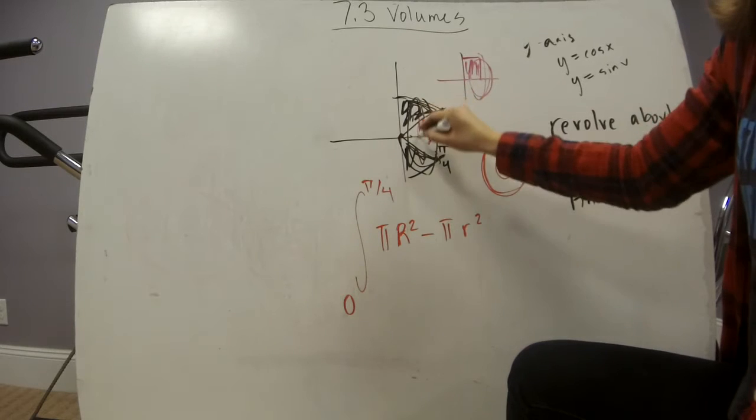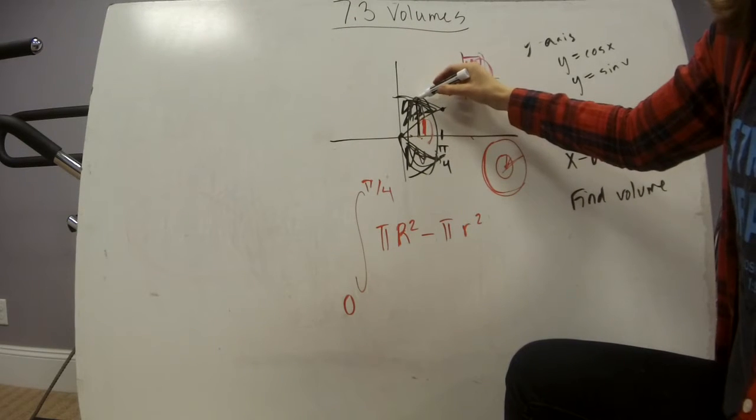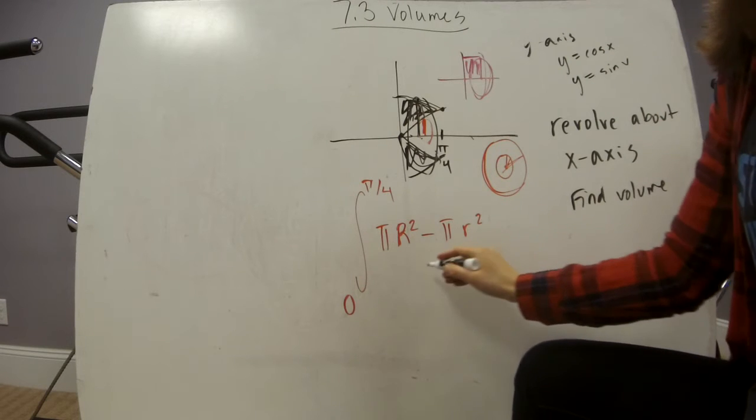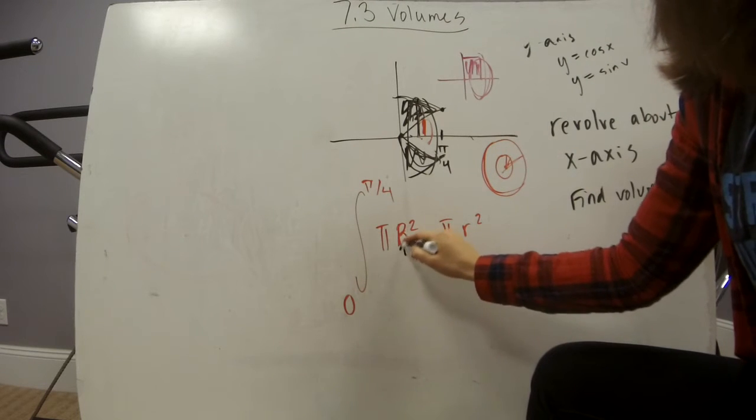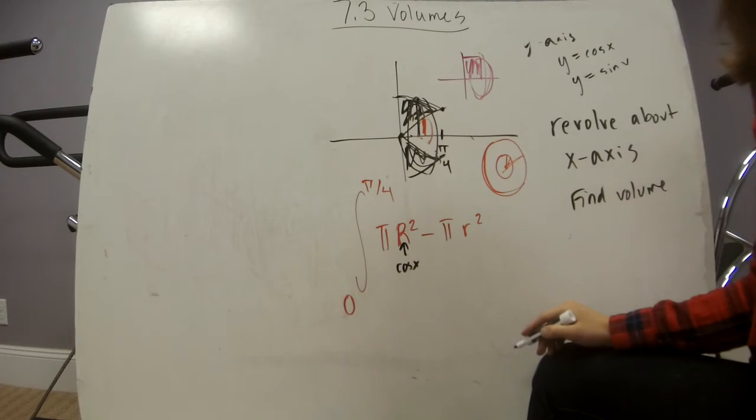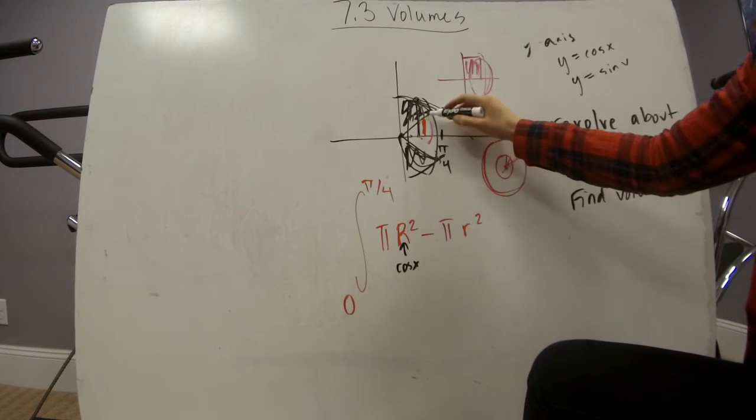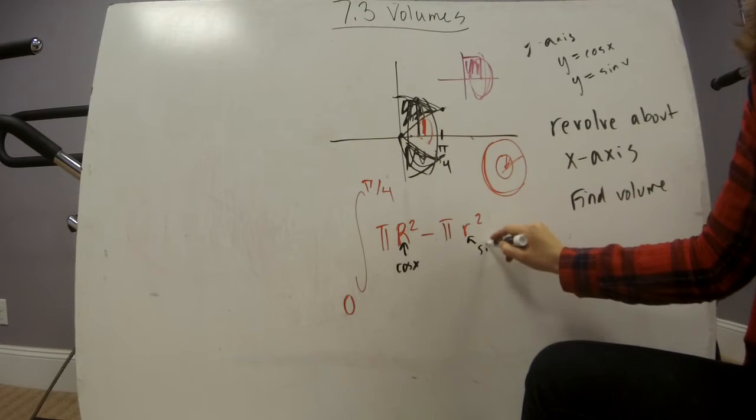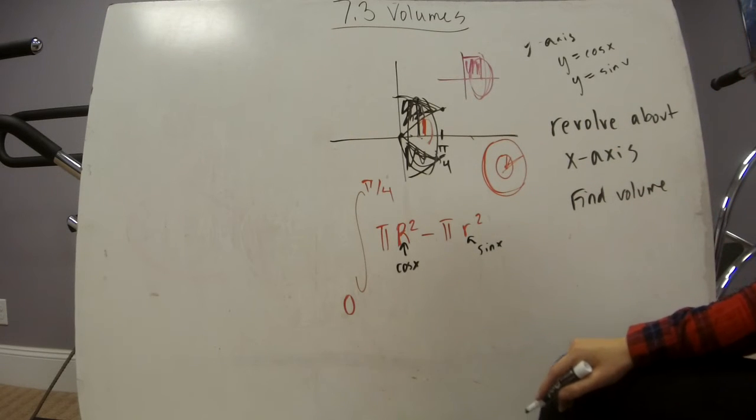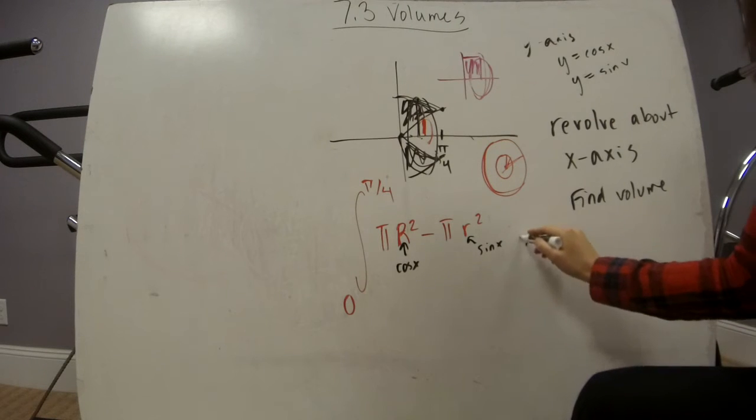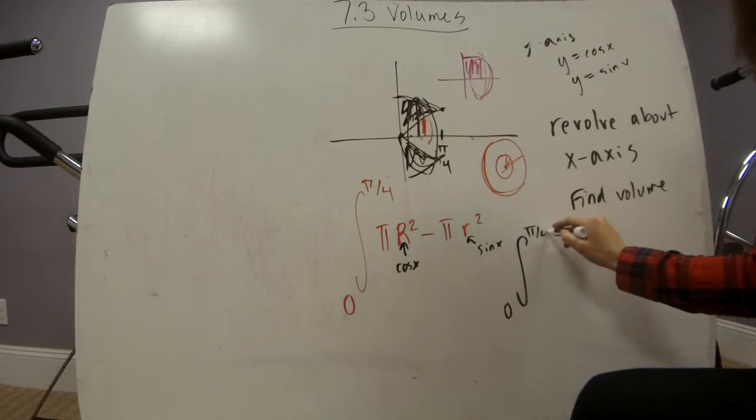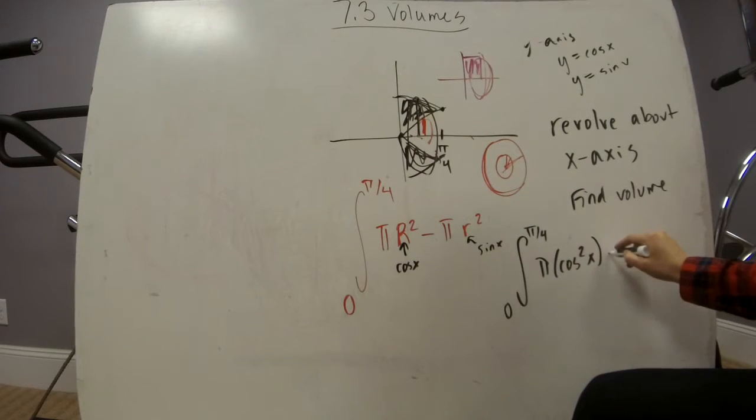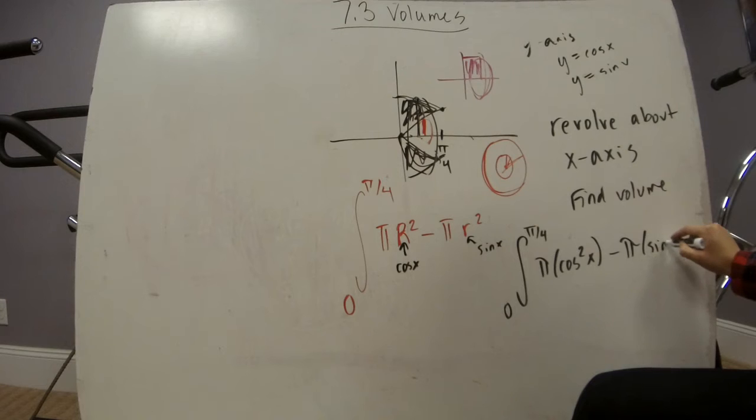Well, the big radius is just the height of the top curve. Well, what's the top curve? Cosine. And height is just whatever that function is. So this actually is just cosine, right? And then what's the radius of the small one? Well, the radius of the small one is just whatever the bottom curve is, which is sine. So there we have it. We've got the integral from 0 to pi over 4 of pi cosine squared minus pi times sine squared.